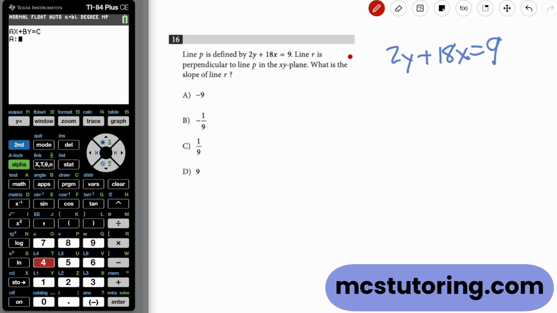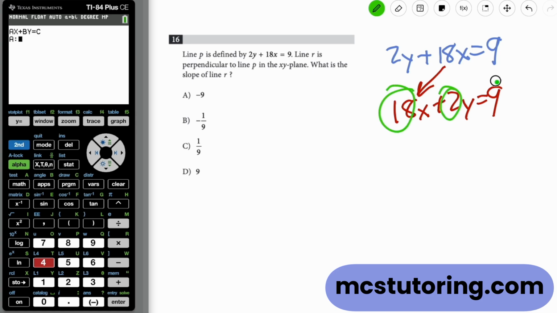We wanted ax plus by, so we need to put the x first. So, okay, that's going to be 18x plus 2y equals 9. And then that's going to be our a, our b, and our c. So the a is 18. So just realize that. They're not nice like on math tests like you're used to in high school. They intentionally change the order to make sure you're paying attention. So 18 for the a, 2 for the y, and then 9 for the c.